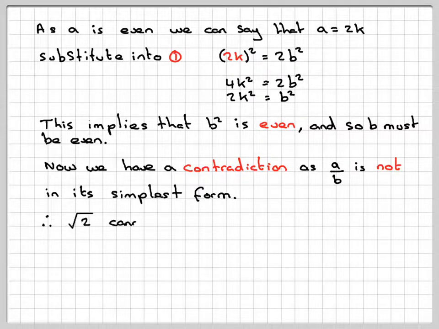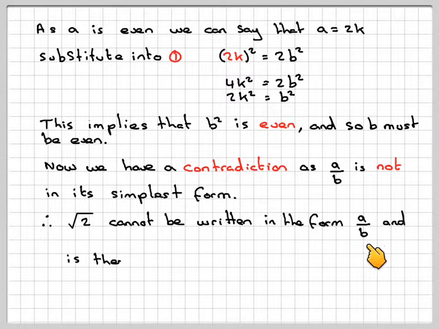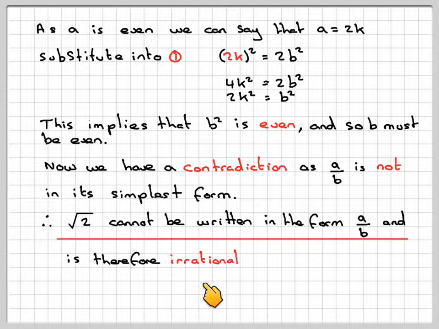And therefore, root 2 cannot be written in the form of a over b, and therefore is said to be irrational. Okay, a number cannot be both irrational and rational.